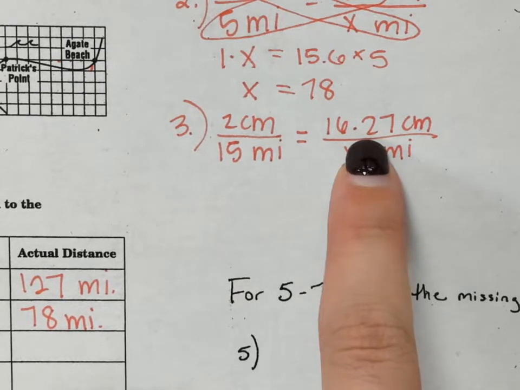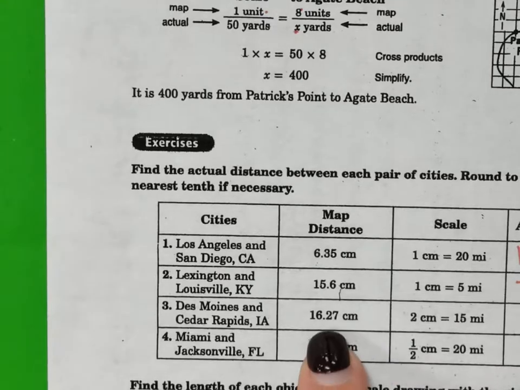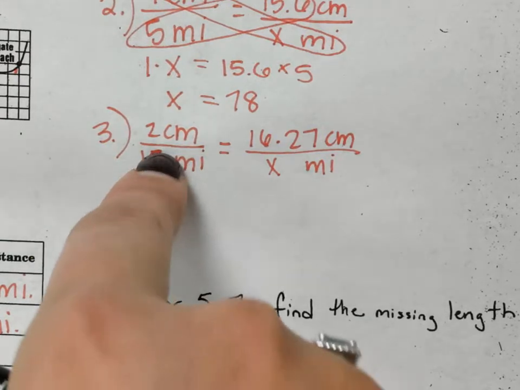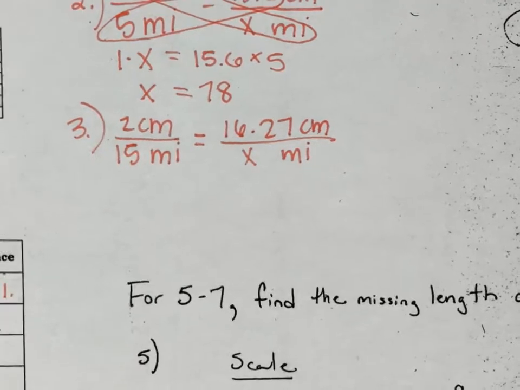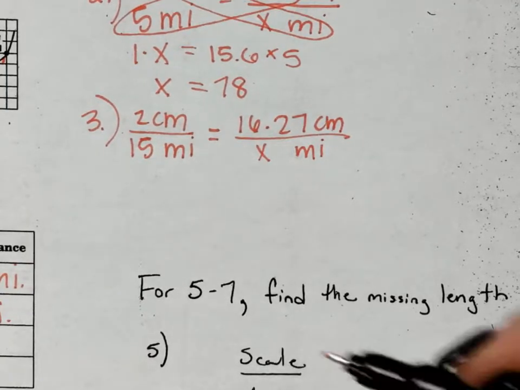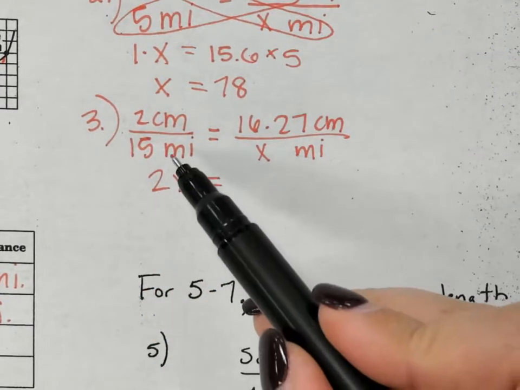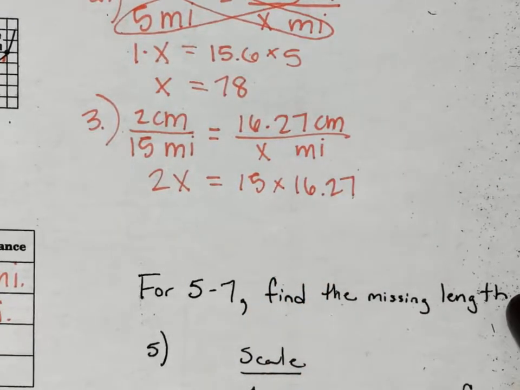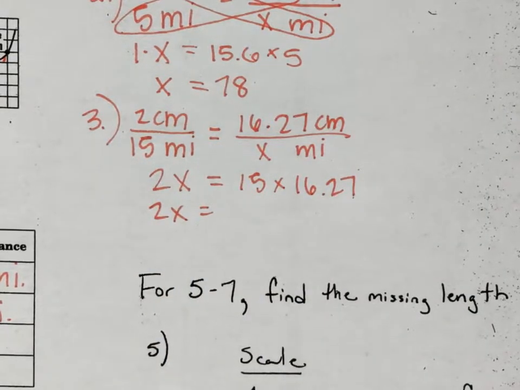I know that 16.27 centimeters goes on top because it tells me in the chart that the map distance is 16.27 centimeters, and centimeters is how I know that it goes on top, because I put 2 centimeters on top of my scale fraction. So now I need to solve for x, so that means I've got to cross multiply. So I'm multiplying 2 times x, and then setting that equal to 15 times 16.27. So somebody tell me what 15 times 16.27 is.